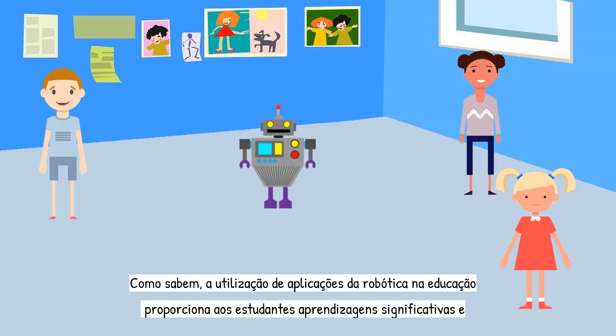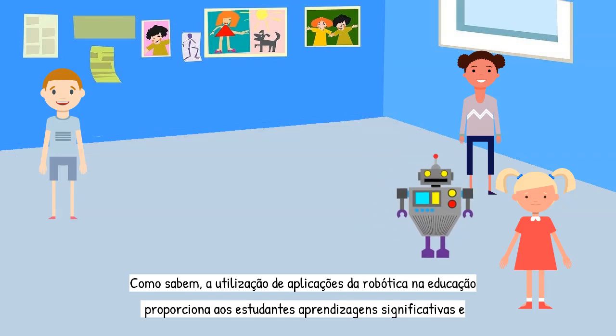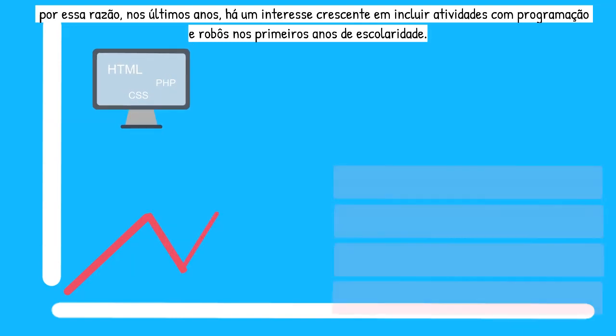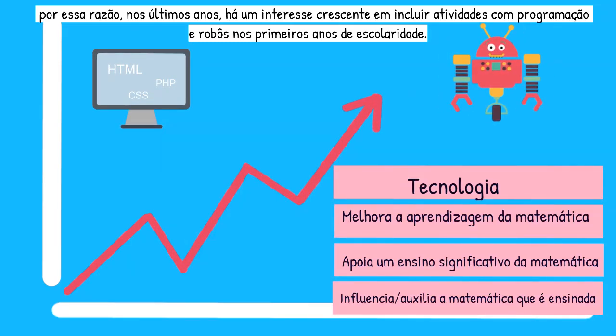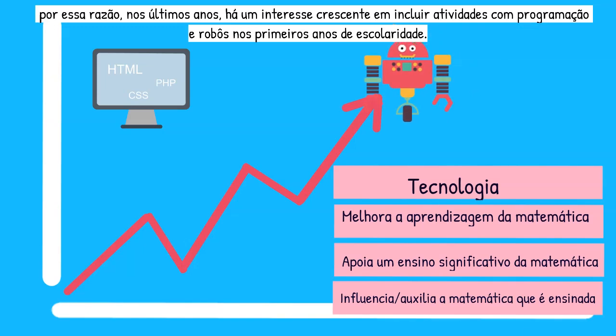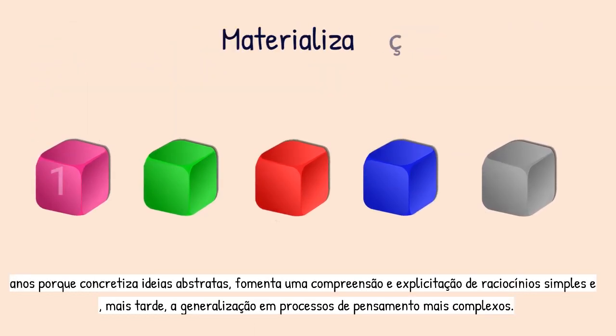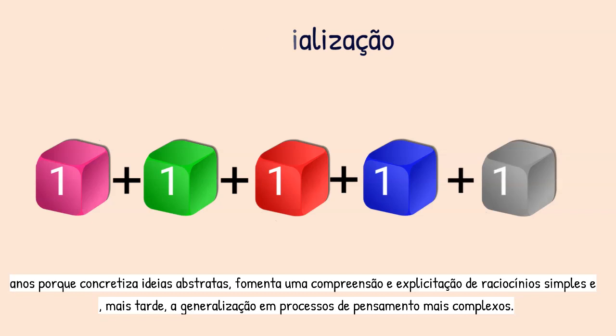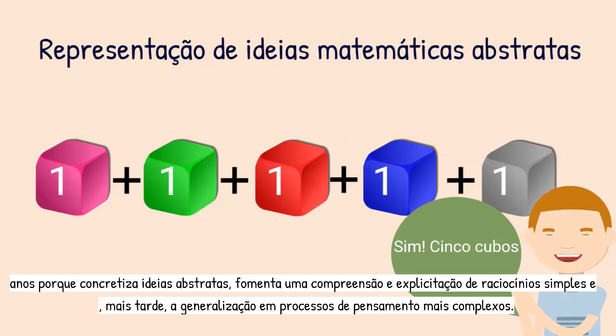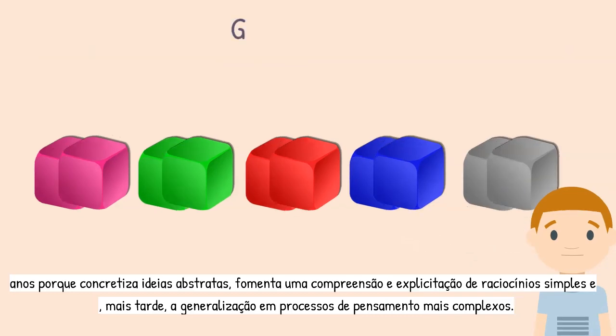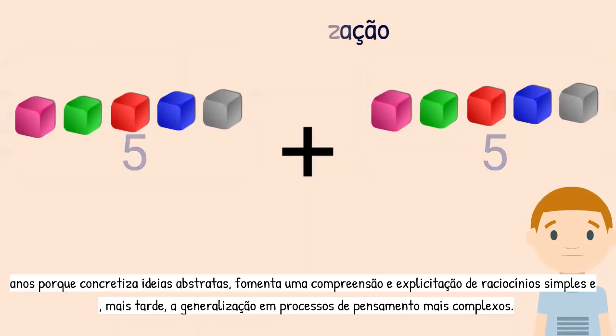As you know, the use of robotic applications in education provides students with significant gains. In recent years, there is a growing interest in including coding activities and work with robots in early education. Representing mathematical ideas with materials is an important component of early years mathematics learning because it concretizes abstract ideas and makes them accessible to reflection, fosters meaningful understanding and organization of simple reasoning and, later, generalization into more complex thought processes.